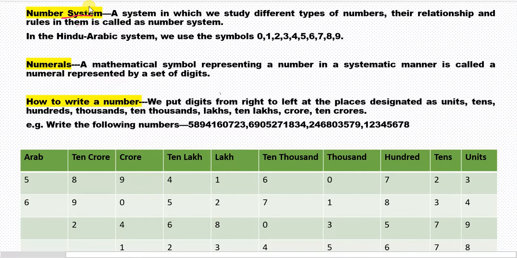Number system. What is number system? A system in which we study different types of numbers, their relationships and the rules in them is called a number system. In the Hindu Arabic system, we use the symbols 0, 1, 2, 3, 4, 5, 6, 7, 8, 9. These symbols are called digits.